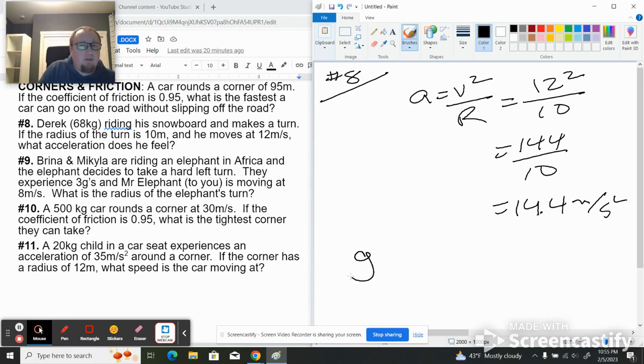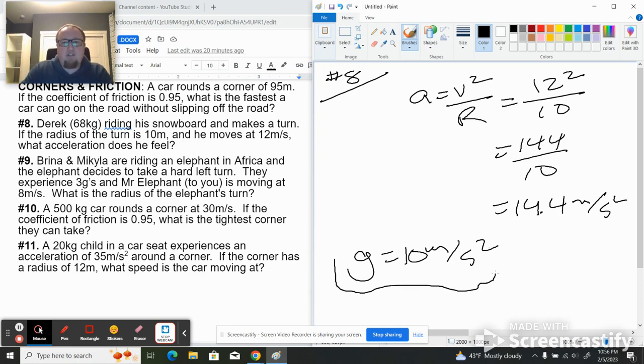Now, think about this. Normally, if I'm accelerating due to gravity, it's just 10. So if you notice, this acceleration the snowboarder is feeling is greater than what gravity is doing, which is kind of cool. When we have this, we call it a G.